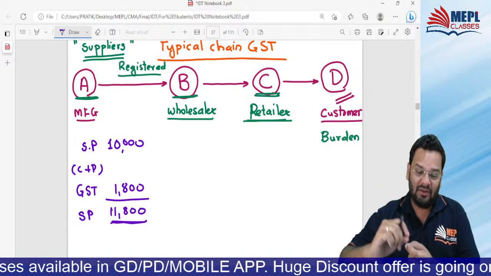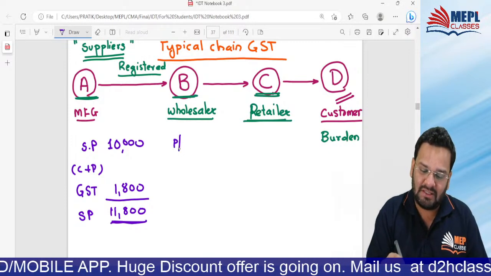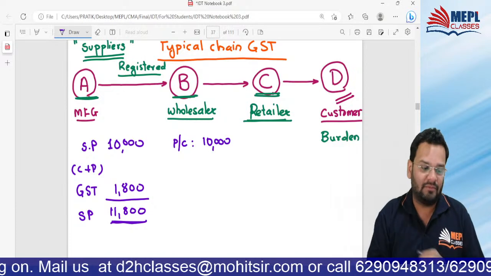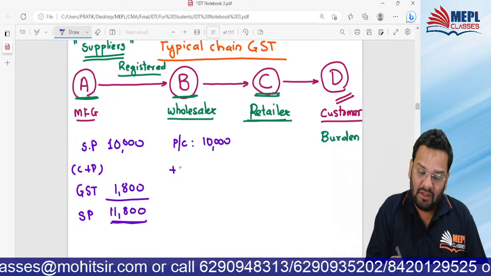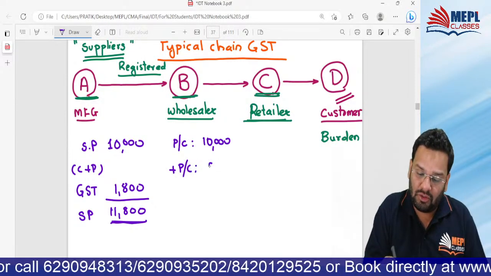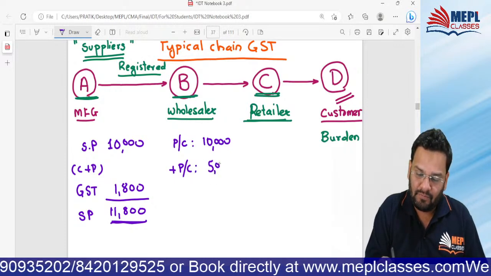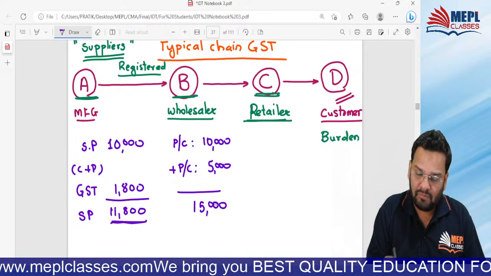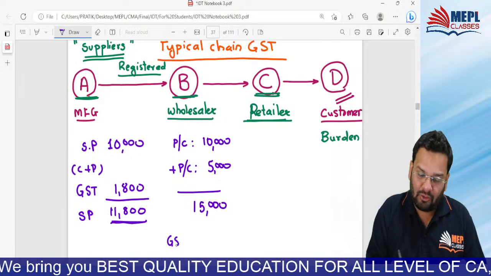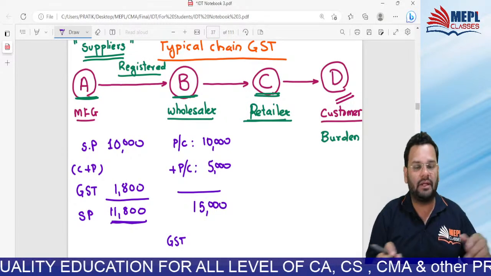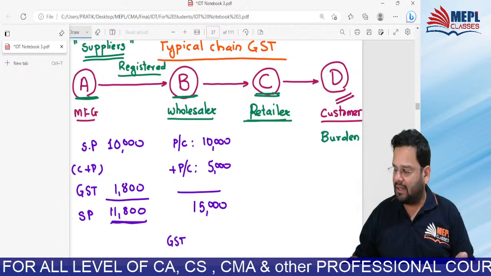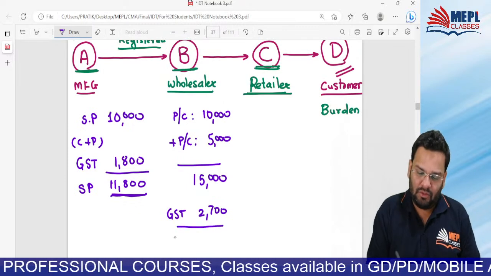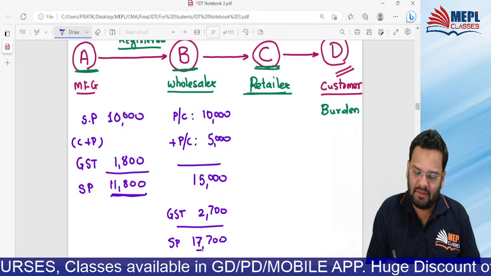Now guys, for the wholesaler, what is the purchase cost excluding GST? Can we say it is 10,000 excluding GST, plus his own profits and costs? Say he wants to have it at 5,000 rupees. So his selling price excluding GST will be 15,000. Calculate GST on this at 18%. On 15,000 at 18%, it is 2,700. Now the selling price will be 17,700. Do you agree with me?